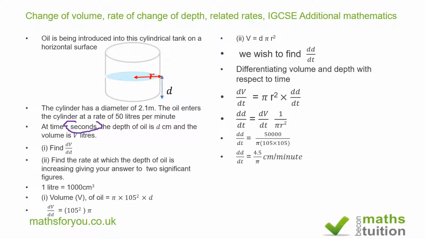Looking at time in seconds, so we need to divide this by 60, and so dD by dt is equal to 4.5 over 60 pi, and we come up with the answer of 0.024 centimeters per second, and this answer is to two significant figures as required.